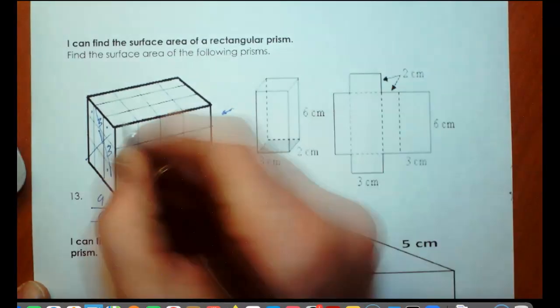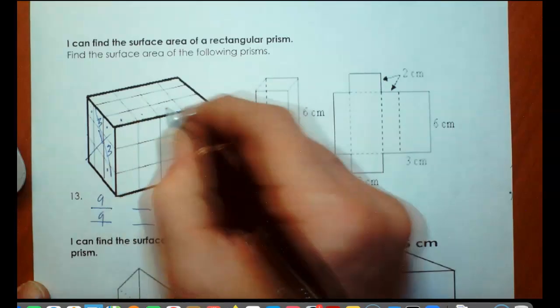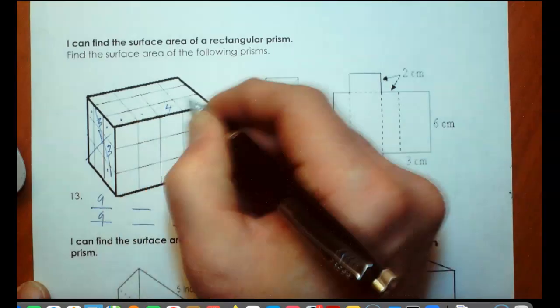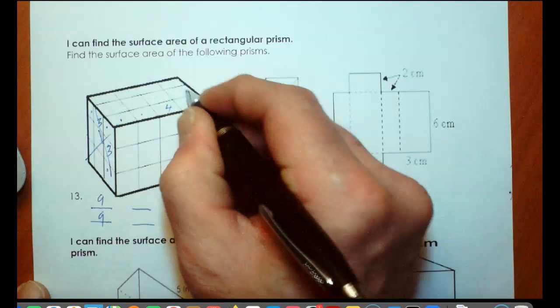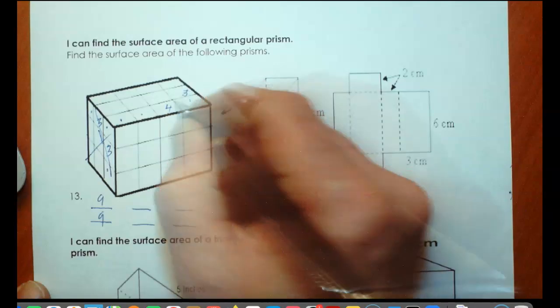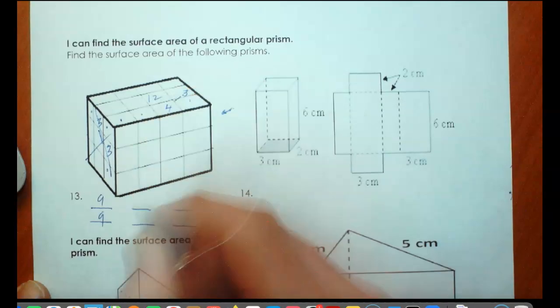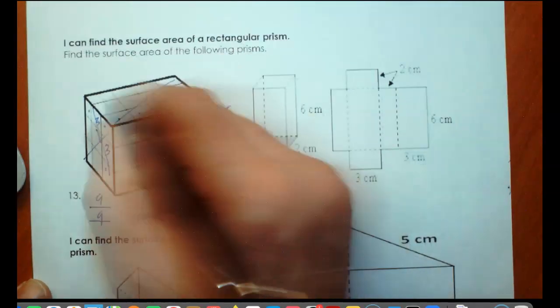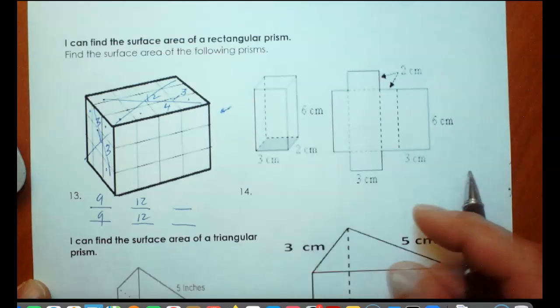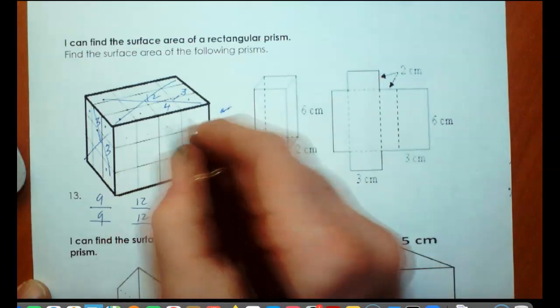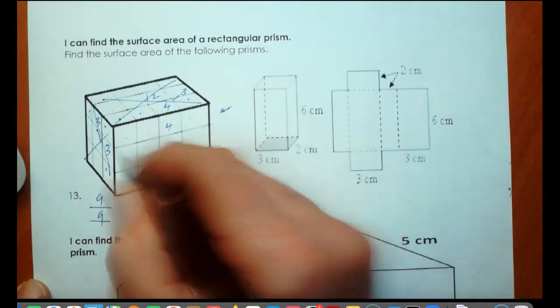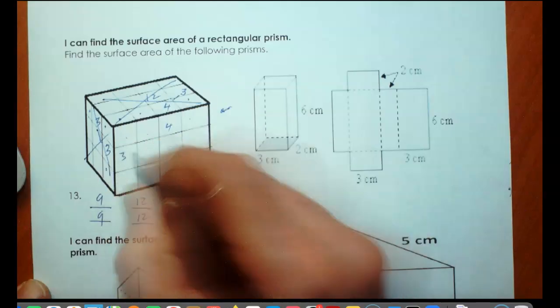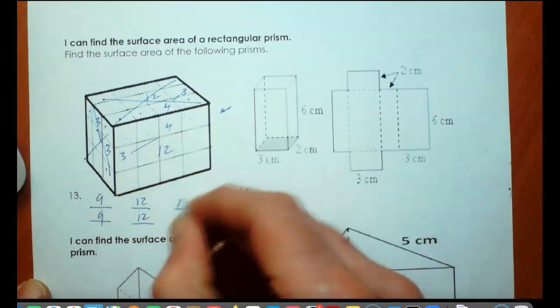All right, now let's do the top. 1, 2, 3, 4. So this would be 4 times 1, 2, 3. 4 times 3 would give me 12. 12 in the top, 12 in the bottom. I'll cross it off because I'm done. Now we just have to do the front and the back. This is 1, 2, 3, 4, just like we had up here on top, and 1, 2, 3 down here. The front and the back will be 12.